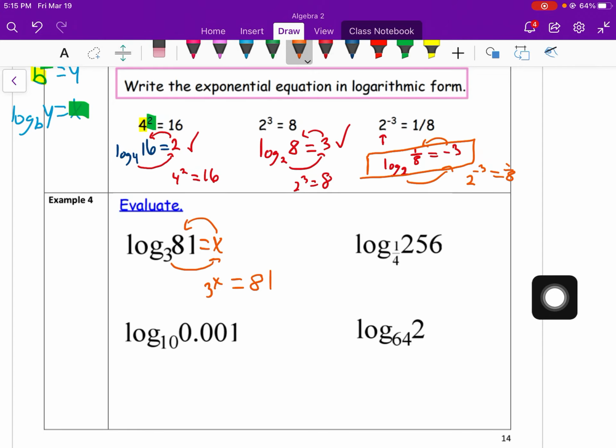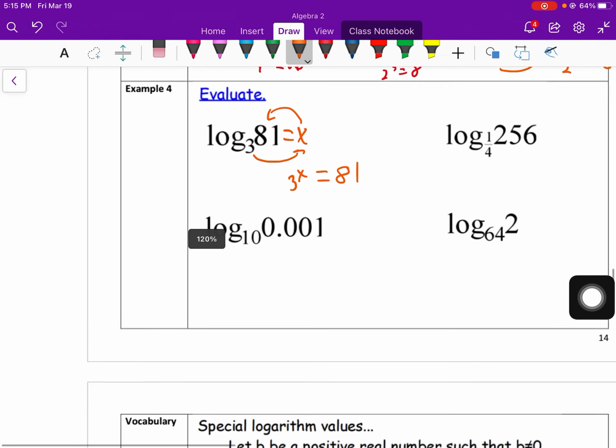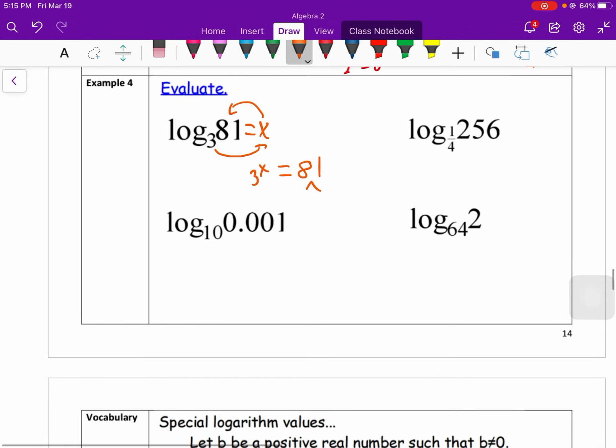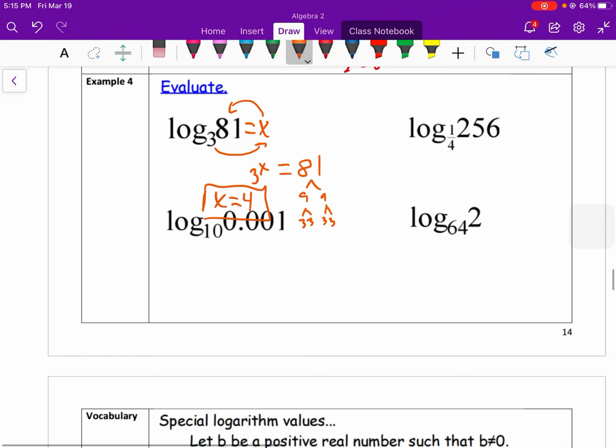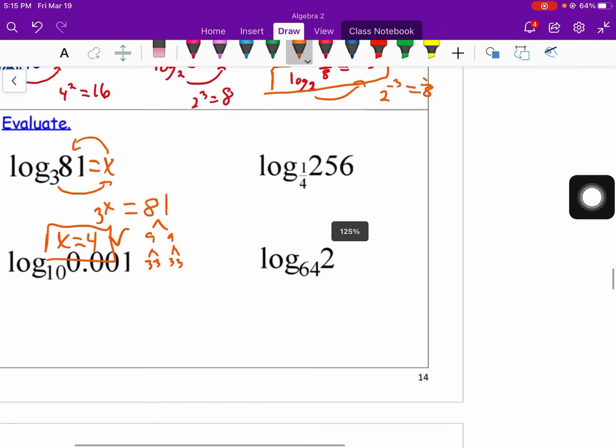3 to what power is 81? Well, we can factorize, put a factor tree of 81. That's 9 times 9, which is 3 times 3 times 3 times 3. So that's 3 to the 4th. It takes 4 factors of 3. Therefore, x equals 4. So we evaluated it. We found that x equals 4. And when we substitute that in, 3 to the power of 4 is 81. Yep. Let's do it here.